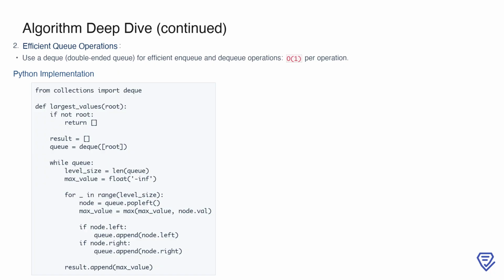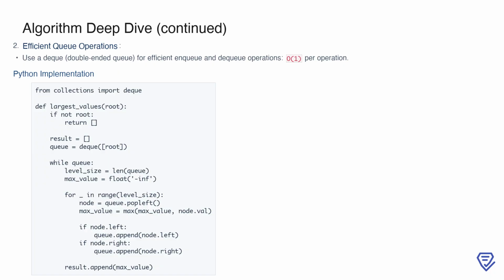Now let's look at the Python implementation. First, we import the deque class. The function begins by checking if the root is none. If it is, we return an empty list. We then create an empty list called result to store the maximum values and initialize the queue with the root node. The while loop runs as long as the queue is not empty.